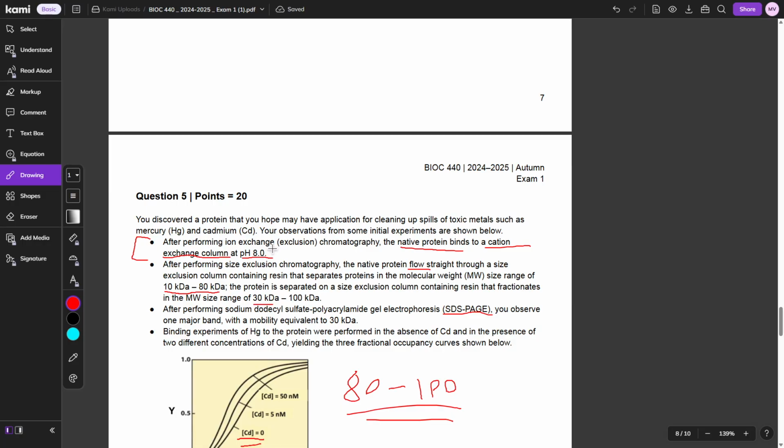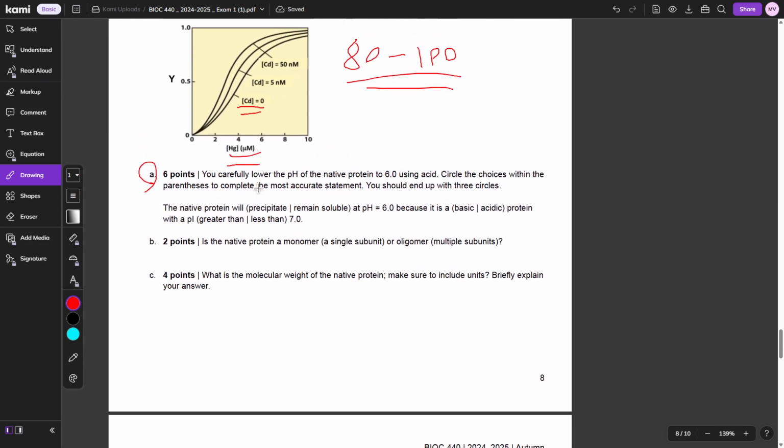Think about lysine, the amino acid. Lysine at pH 8 is positive. Lysine at pH 6 is still positive, so it should be soluble because it's positively charged. I don't know when it would ever precipitate. If you have a zwitterion, it would precipitate, but that's the only thing I can think of.